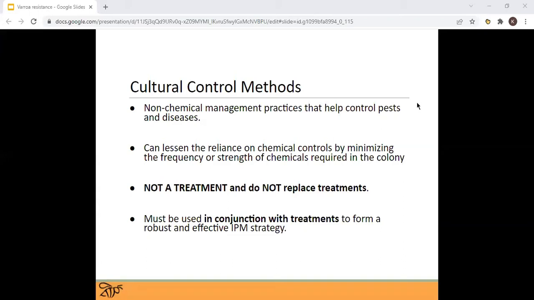When you use these things in conjunction with treatments, alongside treatments, you can really form a robust and effective IPM strategy that reduces our reliance on chemical controls. Maybe it doesn't mean we don't have to use them, but it can get us to a place where we potentially reduce the frequency or even the strength of chemicals that we use in our hive.